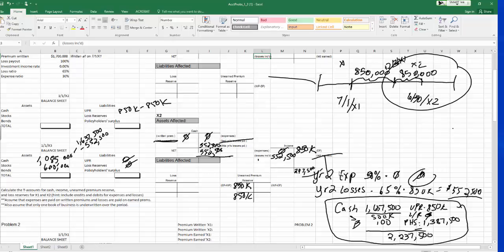And our policyholder surplus, which over here was 1,387,500, is now increased by 297,500 for a total of $1,685,000. So in the end, this company made $85,000, which is the difference between $1.685 million and $1.6 million. Our totals here are 1,685,000 and 1,685,000 again. And that's all you have to do for problem 1.